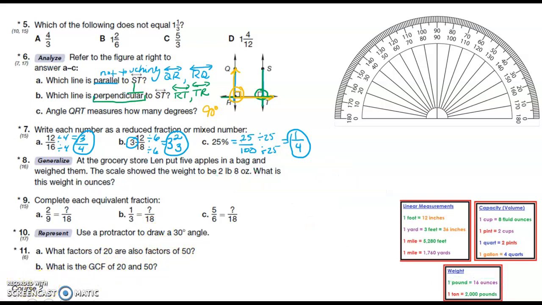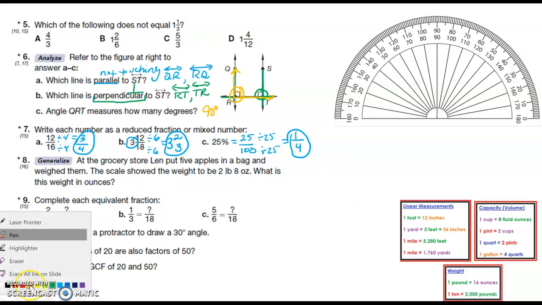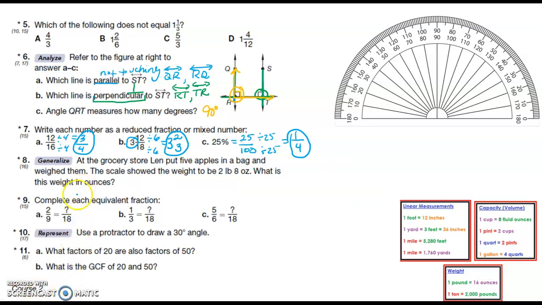All right, ladies and gentlemen, we are on number 9. Let's see if I can find a color here. Okay. Complete each equivalent fraction. Equivalent, again, fancy math word for same. A says 2 ninths is equal to what over 18? So 9 times what is 18? And then we multiply the top. So my answer is 4/18.